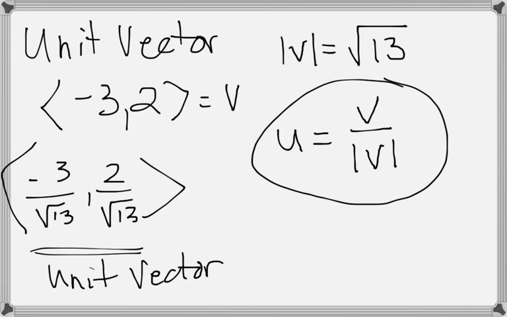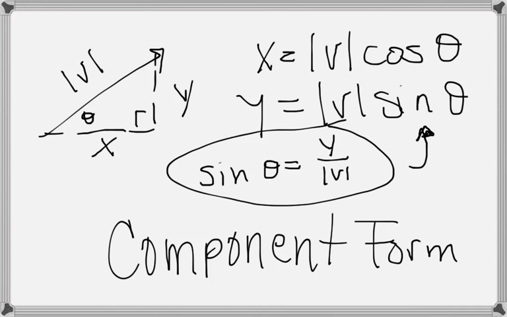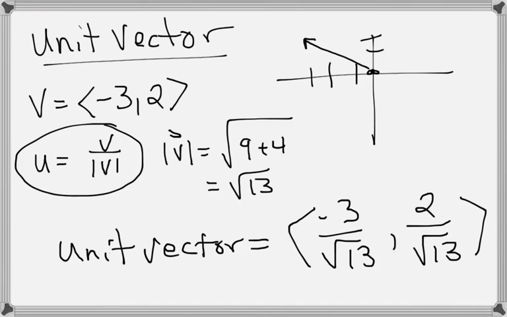Unit vectors are found simply by dividing a vector's components by its magnitude. And last, we talked about the component form. If I give you the magnitude and direction, can you work backwards to give me the x's and the y's?